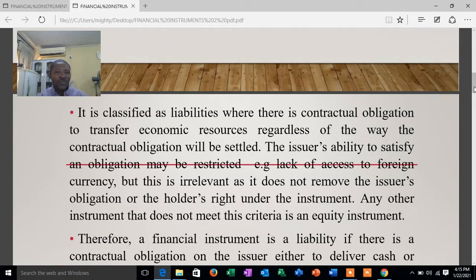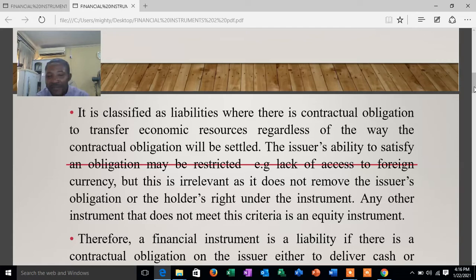I want to come again. You classify a financial instrument as a liability once there is a contractual obligation to transfer economic resources, regardless of the way the contractual obligation will be settled. That's not a problem. And the issuer's ability to satisfy an obligation may be restricted due to lack of funds or anything. Even though the issuer cannot meet that obligation at that present time, that does not in any way stop the fact that it is still referred to as a liability.